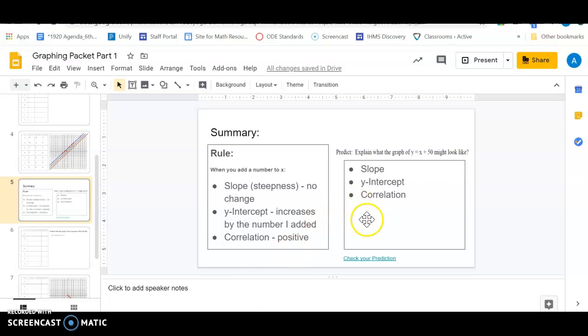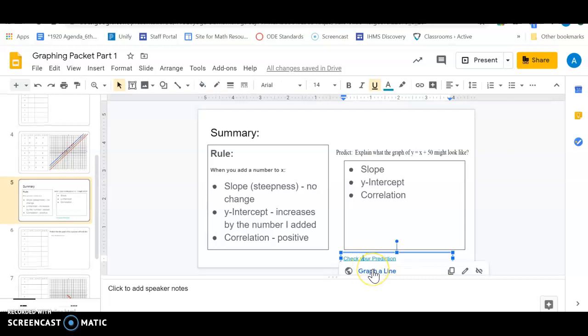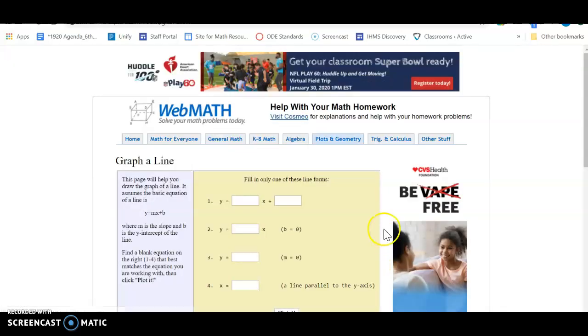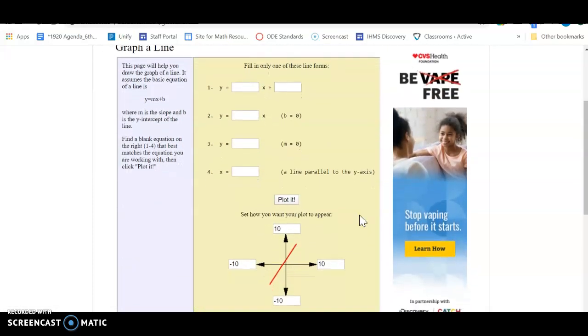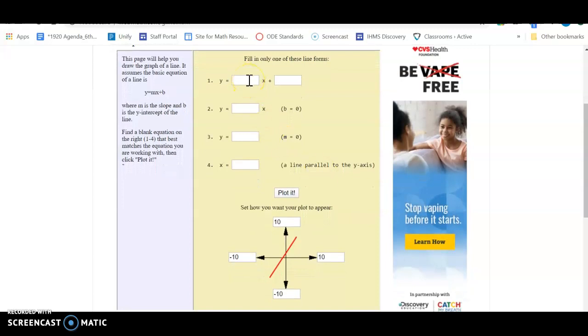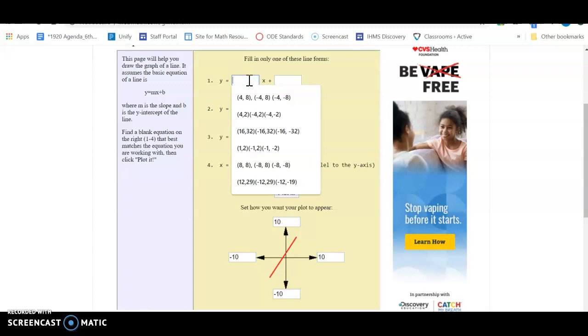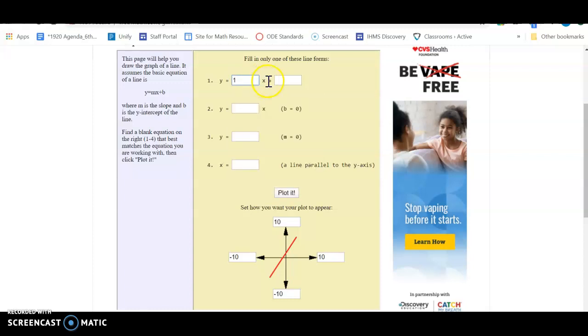If you are interested in checking your prediction after you type it in, you can go to this site here, and we're going to explore this right now. You don't need to worry about 2, 3, 4. We're not there yet. When we had y equals x plus 50, what is the coefficient of x? We know if there's nothing in front of it, the coefficient is 1, okay? And what did we add to x? We added 50. Now you're going to want to change these values on your graph to 100, or else your graph isn't going to fit. We want to make it a little bit bigger, and then we can plot it.